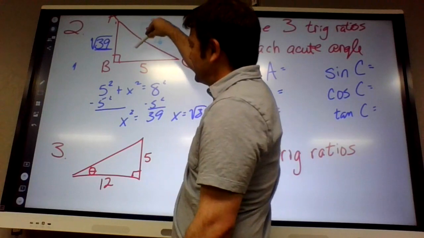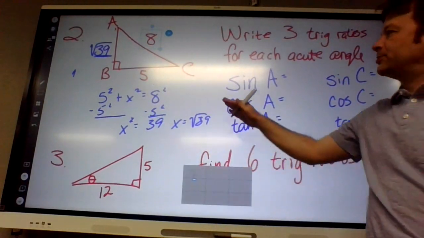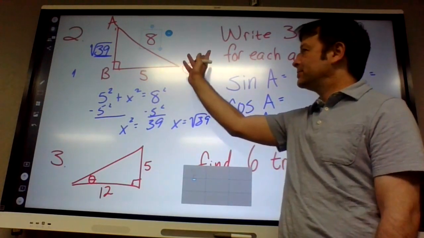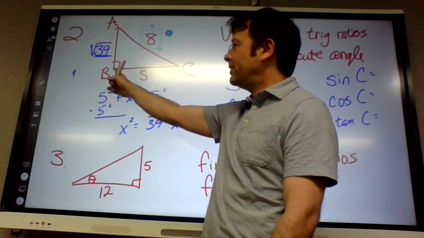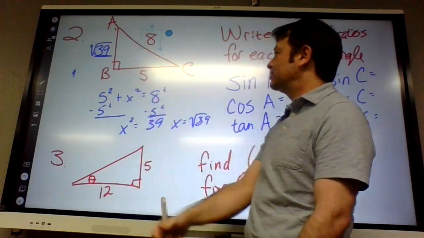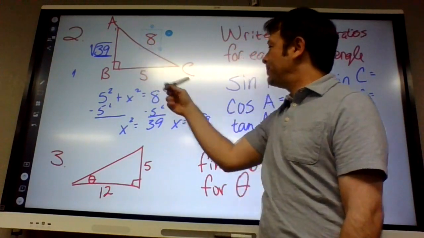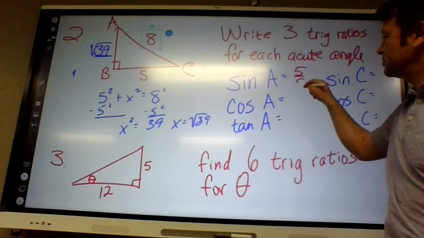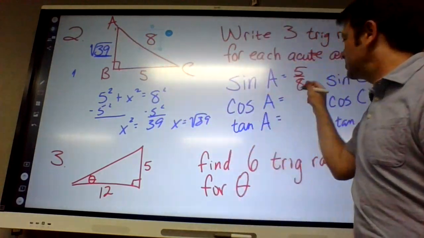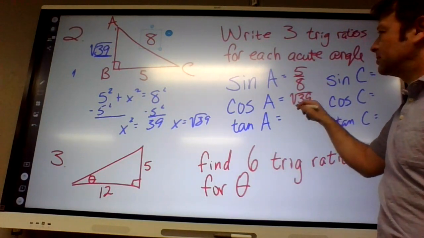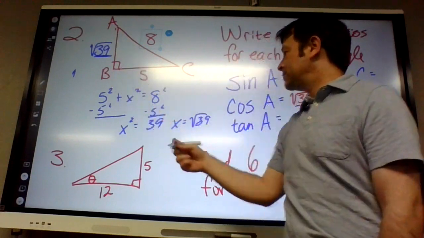Opposite means across the street from. So 5 is the opposite of angle A. But once we go to angle C, it switches. Opposite is square root of 39. Adjacent is 5, but 8 is still the hypotenuse. Sine of angle A is opposite over hypotenuse. Cosine of A, adjacent over hypotenuse. Tangent of A is opposite over adjacent.